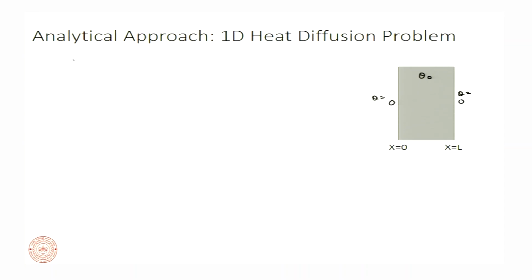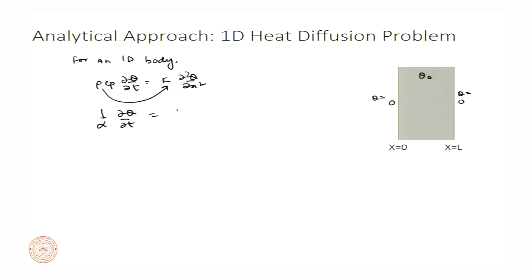Okay. So for a 1D body, our equation becomes rho Cp del theta by del t equals k del squared theta by del x squared. You take this to the right, k over rho Cp is alpha. So 1 by alpha del theta by del t equals del squared theta by del x squared. What is alpha? Alpha is the thermal diffusivity, equal to k over rho Cp. Okay. So this is our equation.